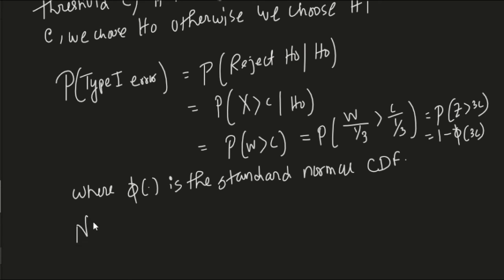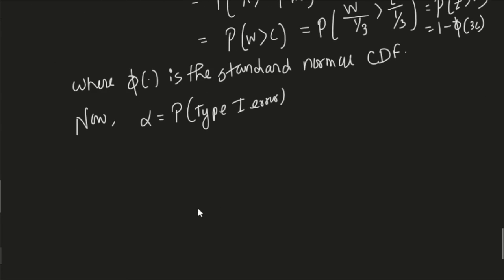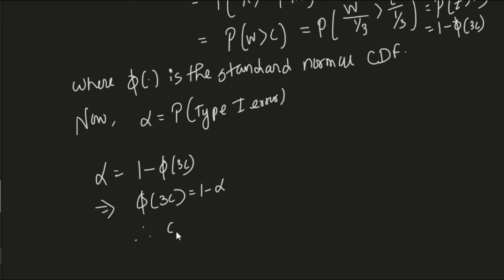Now the type 1 error's probability is usually the significance level, so alpha equals this, right? This means therefore c is basically 1 upon 3 phi inverse of 1 minus alpha.